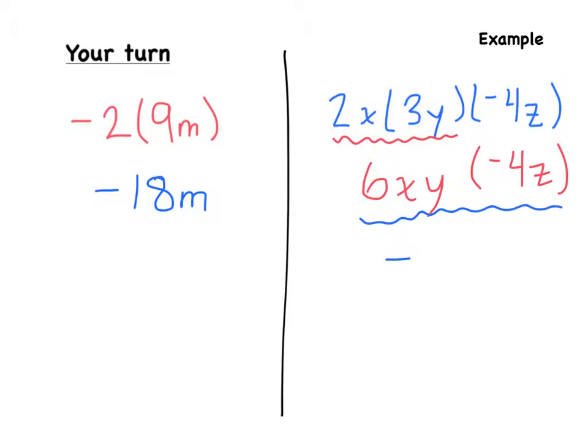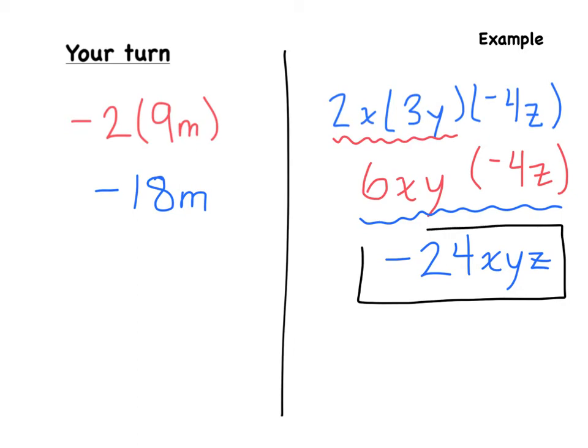So remember, we must bring along the x and the y and even the z. So positive 6 times negative 4 is equal to negative 24. Bring along the x, the y, and the z. So the problem, 2x times 3y times negative 4z, the answer is negative 24xyz.